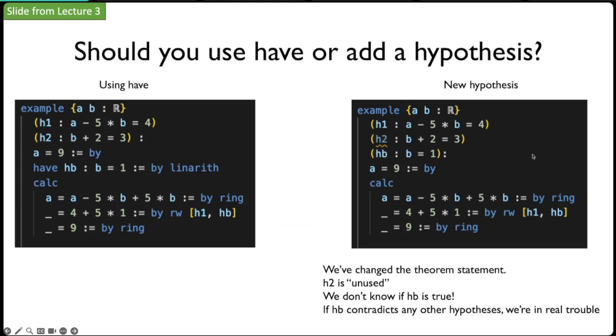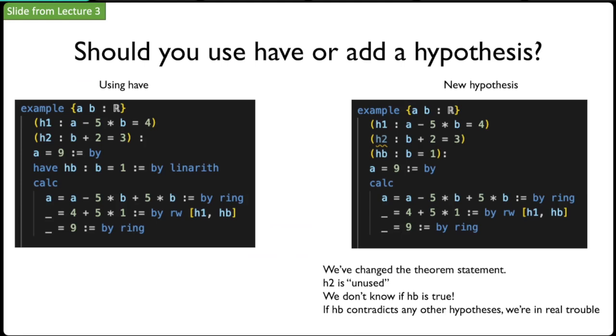If you look at this and you say, well, I know that b is equal to 1, let me just add this into my premises, add this into my assumptions about the situation, that is problematic for these reasons. We've changed the theorem statement, so it's no longer the same theorem statement as it was before, and we don't actually know if this new premise, HB, is true, since we haven't actually provided the justification for it. So that's risky, because if HB contradicts any other hypothesis, then we're really in trouble.